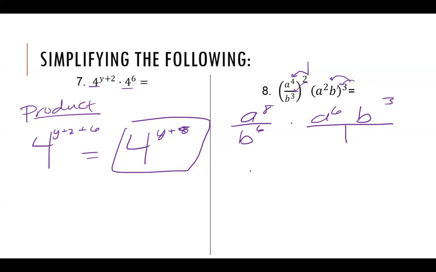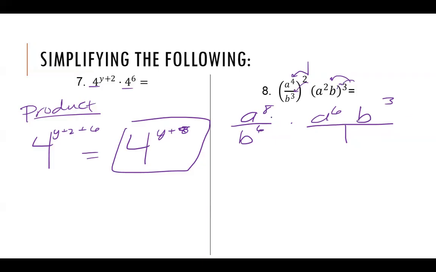Over 1. To turn anything into a fraction, you just put it over 1. And now I have 2 fractions. Okay? With fractions, you multiply straight across, right? Numerator times numerator, denominator times denominator. So I'm going to multiply straight across.